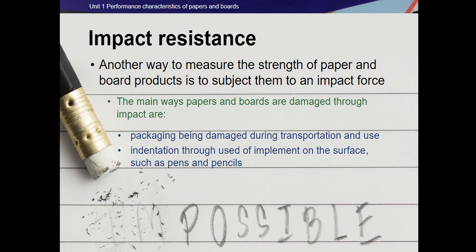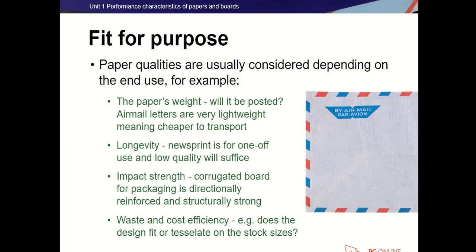Impact resistance. Another way to measure the strength of paper and board products is to subject them to an impact force. The main ways paper and boards are damaged through impact are packaging being thrown about, smashed, damaged. Think about Amazon packaging with the corrugated cardboard. And indentation through use of an implement on the surface, such as a pencil or a pen. So a very sharp pencil, if you're using the rubber on it, it kind of rips. Things to think about for textbooks in schools, obviously.